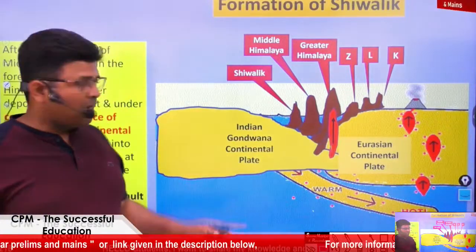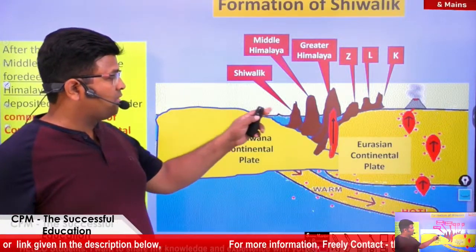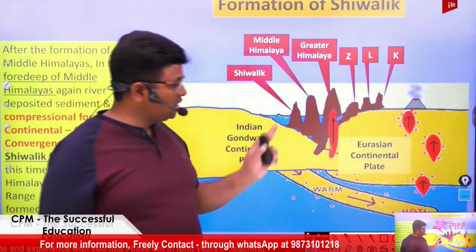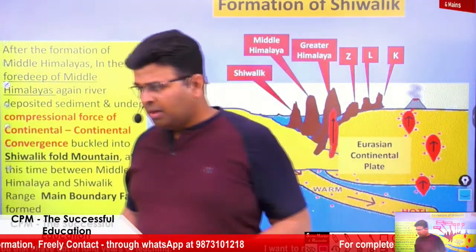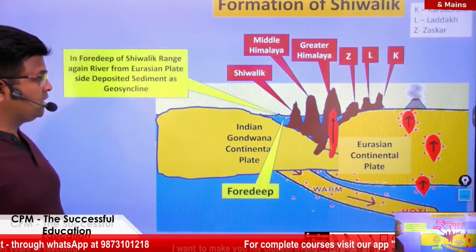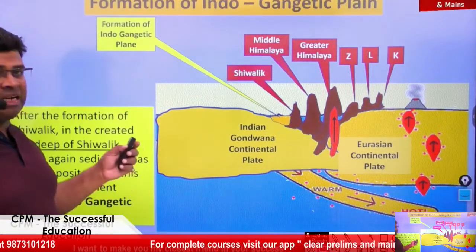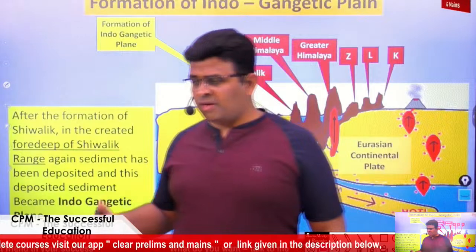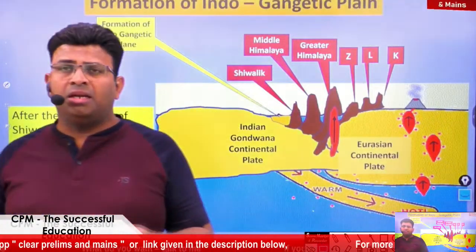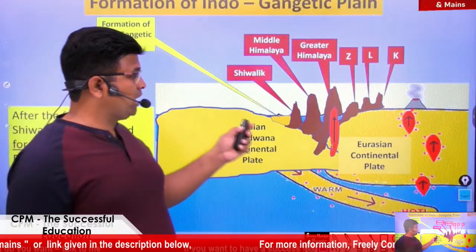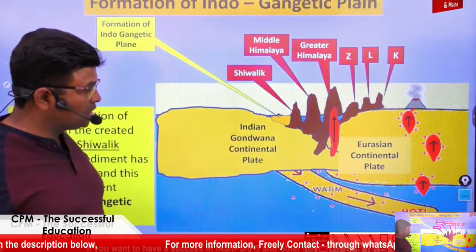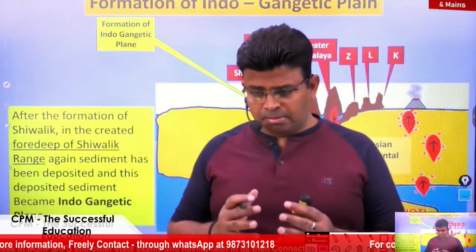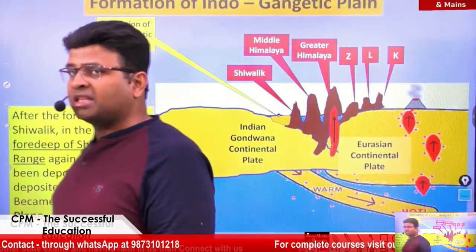Yes, tell me. Shivalik. And then after the formation of the Shivalik range, again in front of Shivalik there is a small foredeep. And in this foredeep, what happened? Again the river deposited its sediments, and in this foredeep the river deposited sediment and it became the Indo-Gangetic plain. In the region of Punjab, Haryana, UP, Bihar, West Bengal, Assam, the river has deposited sediments and it became the Indo-Gangetic plain. I think you are able to understand very easily how the different Himalayas and then Trans-Himalayas or Himalaya have come into existence.